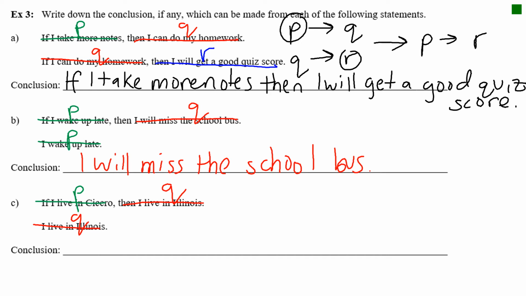It does not. Now, for a lot of you, it might mean that, and for a lot of you, it does mean that. But not everybody. I live in Illinois, but I could also live in Stickney or Oak Park or Berwyn. So there are other options. Because we don't know for sure that you live in Cicero, for this one we're going to end up saying that there's no conclusion.